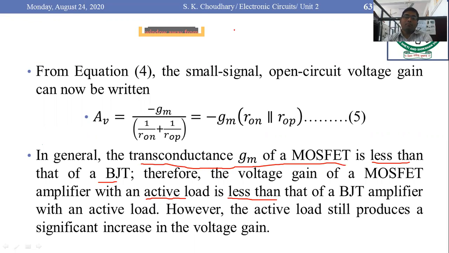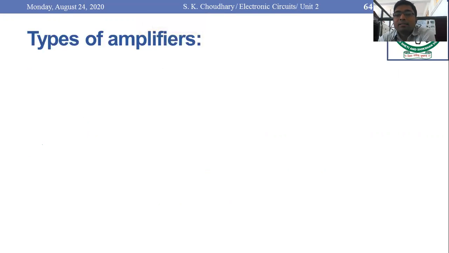I am stopping here, because from the next lecture we are going to discuss other topics, that is, types of amplifiers and feedback amplifiers. From this point we shift from active load to the feedback amplifier, where we will discuss negative feedback and positive feedback as well as oscillator circuits. Okay, up to this point I end the lecture.